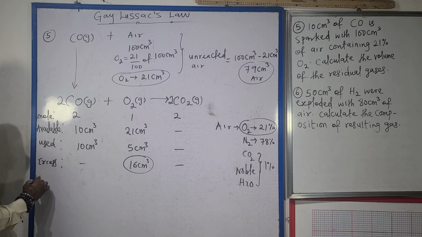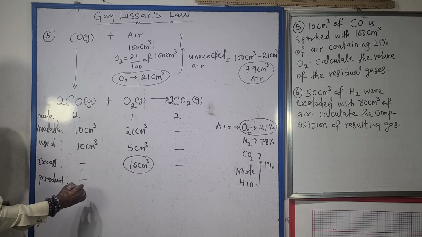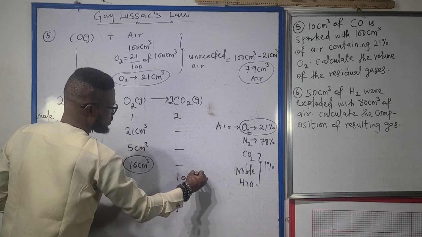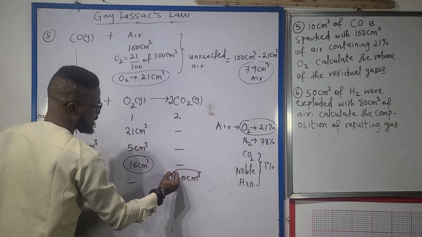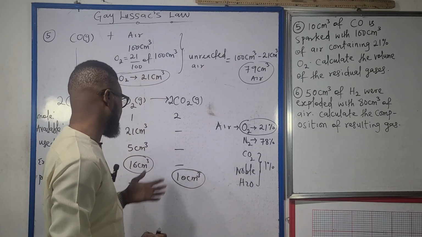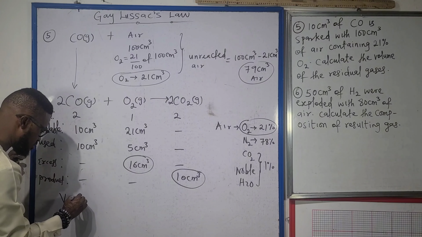I'm talking about the products. The product in this case is going to be, of course, 10 cm cube, because this is 2 moles, 10 cm cube. So in the question, we're told to calculate the volume of the residual gases.